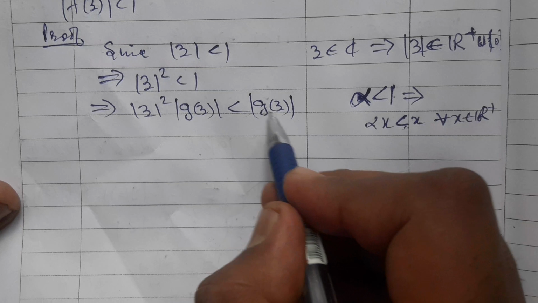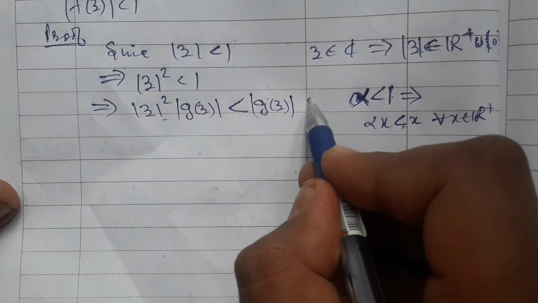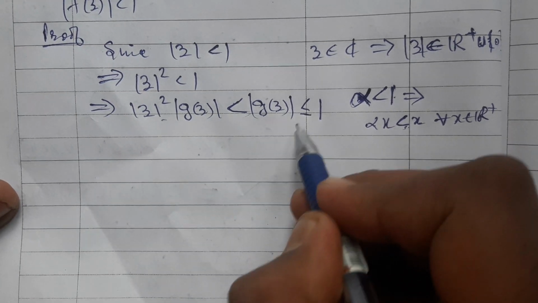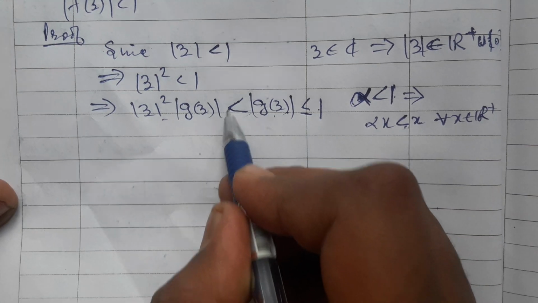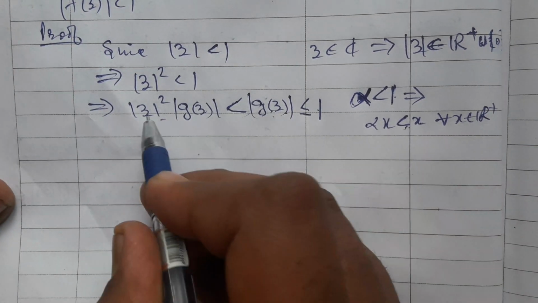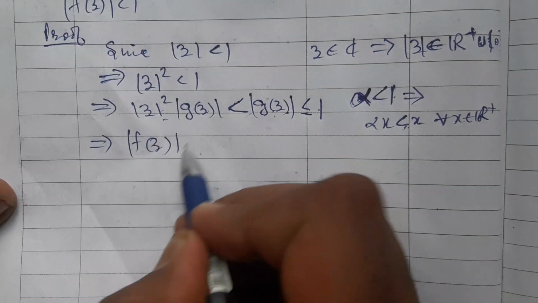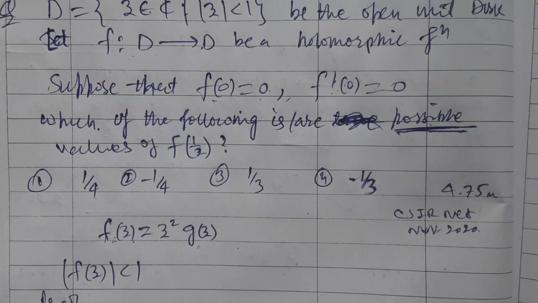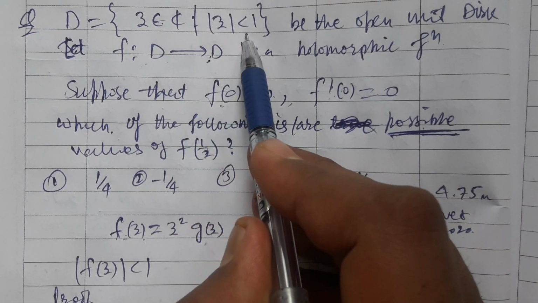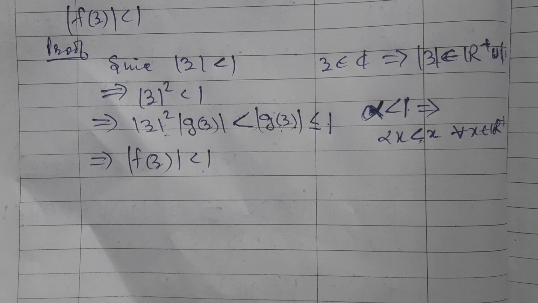So the modulus of f of z is less than the modulus of g of z, and clearly the modulus of g of z is less than or equal to 1. If the modulus of g of z equals 1, this remains less than 1. If the modulus of g of z is less than 1, this also remains less than 1. This implies that the modulus of f of z is strictly less than 1, as we were asked to show, and it takes all those complex numbers. So clearly this function satisfies all the given hypotheses.